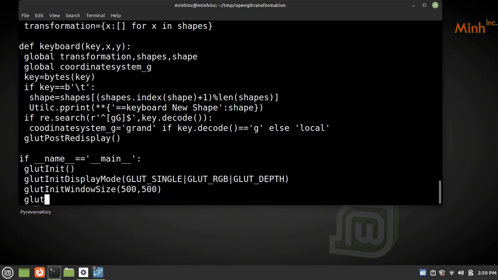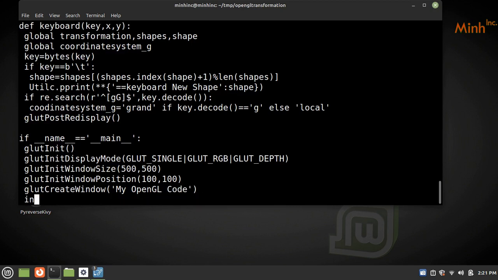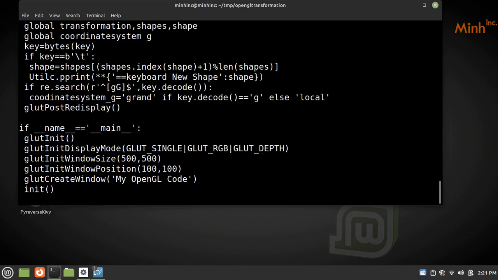Glut init window position. So we'll keep it at 100. Glut create window, my OpenGL code, init, glut display.